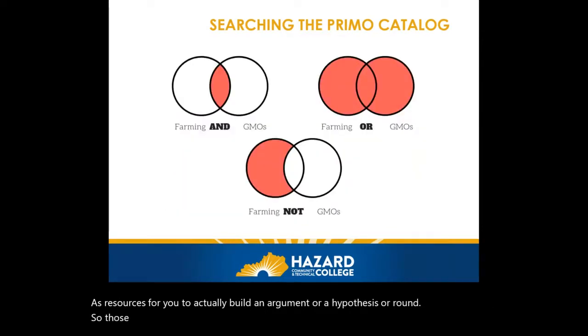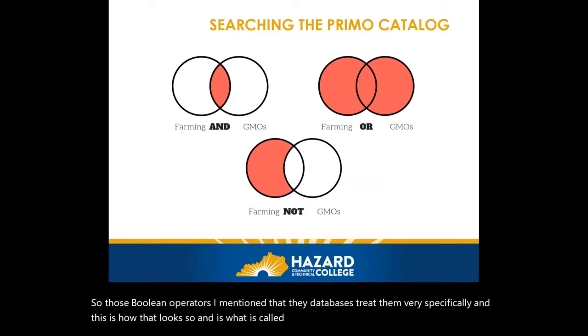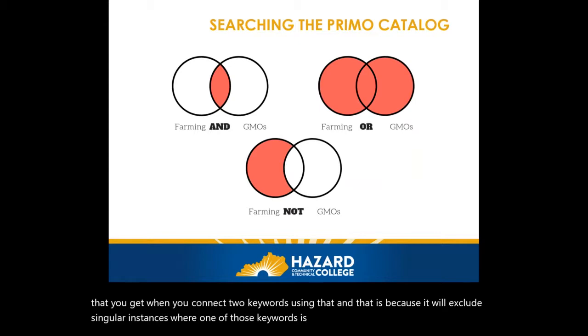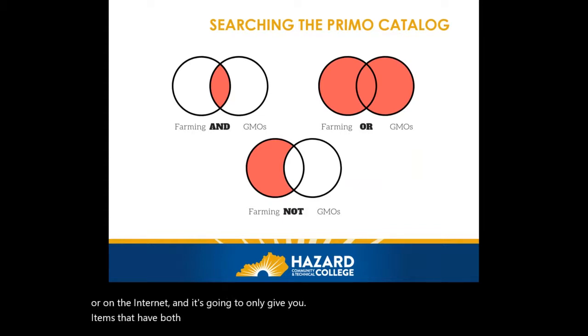So those Boolean operators, I mentioned that the databases treat them very specifically, and this is how that looks. So "and" is what is called a connector. It is going to narrow those results that you get when you connect two keywords using that, because it will exclude singular instances where one of those keywords is in a source out there within our databases or on the internet, and it's going to only give you items that have both of those keywords specifically within the fields that are searched.